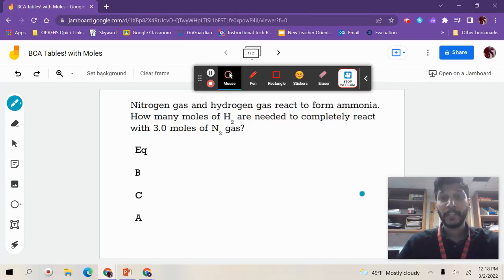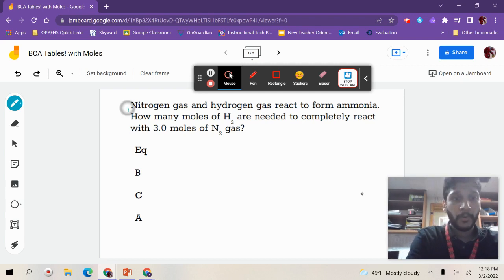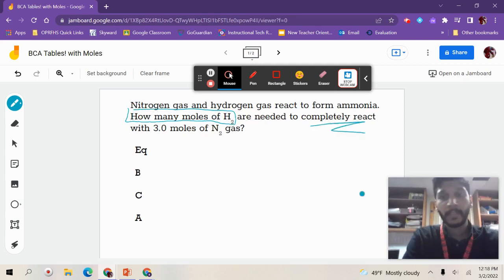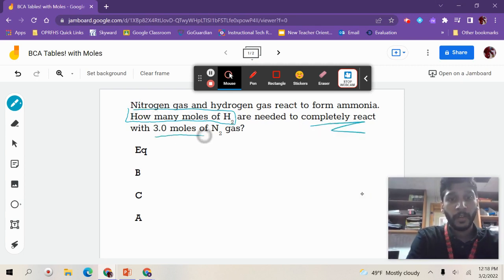So this is going to just be an introduction on how to use BCA tables with solving for chemical quantities. So let's go ahead and jump into question number one. Nitrogen gas and hydrogen gas react to form ammonia. How many moles of hydrogen are needed to completely react with 3 moles of nitrogen gas?